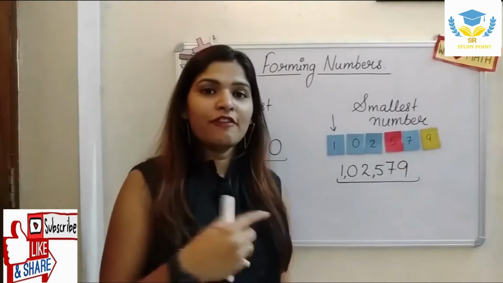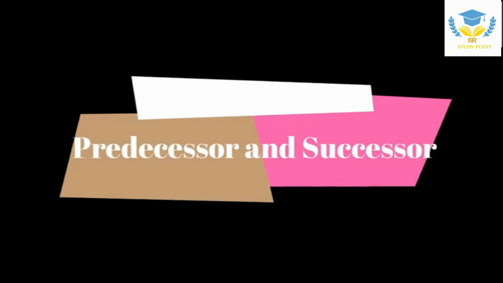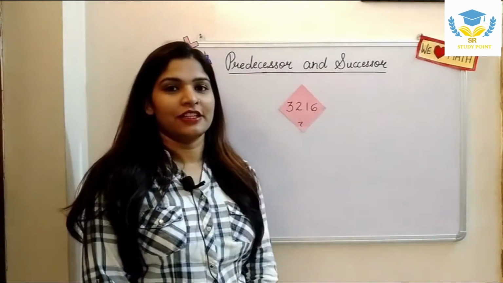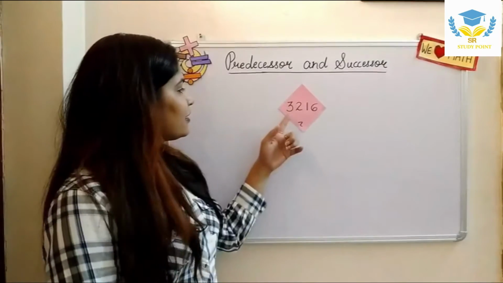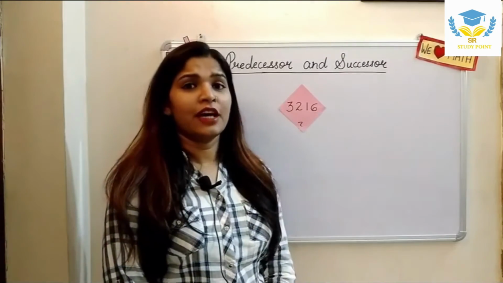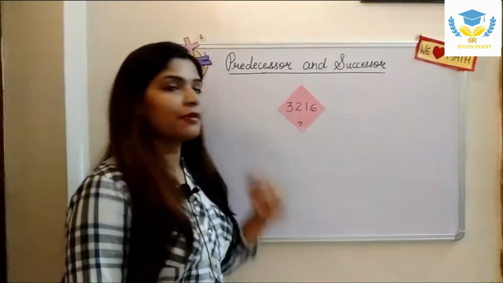So I hope you have understood this topic, children. So let us start today's topic. Today's topic is predecessor and successor. So children, there is a number 3,216. Can you write down a number just before this number?